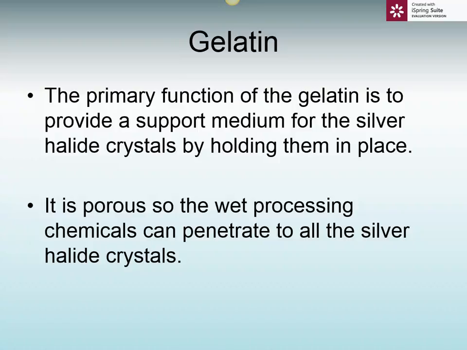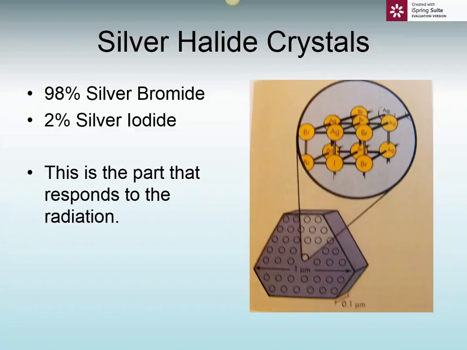Now, the term halide is actually a chemical composition. Halide is part of the periodic chart. We're not going to go into that. But the majority of it is silver bromide. A little of it is silver iodide. It's not super critical, but I just wanted to point out that this is the part that actually is going to respond to the radiation. It's not the gelatin, it's these crystals that are embedded within your gelatin.